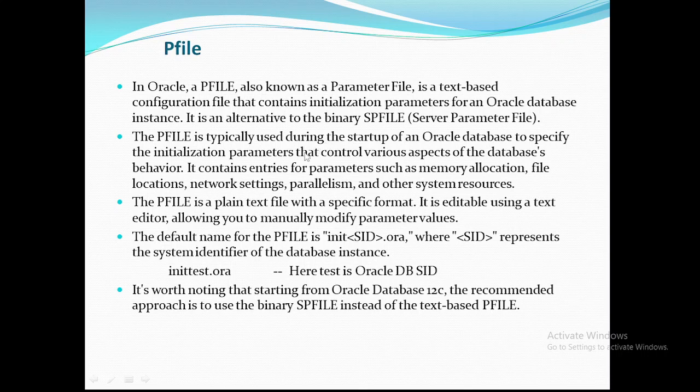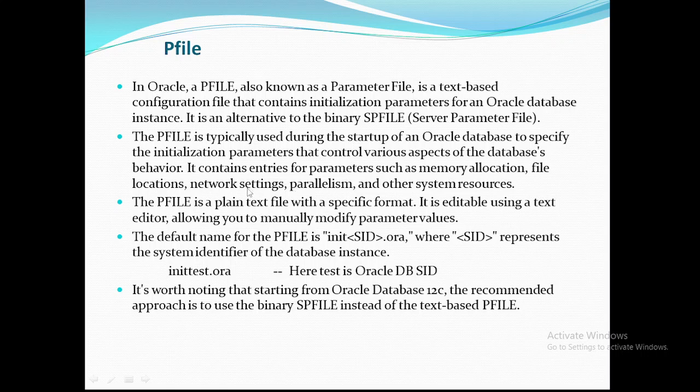It was used with earlier versions of Oracle, but after Oracle 12c, the default parameter file is the SP file. But we can still use this P file to make some changes. I'll show you in our lab. The P file is typically used during the startup of an Oracle database to specify the initialization parameters. We can put features in here, like the buffer size and the temp DB space. We'll see them when we are in our lab.